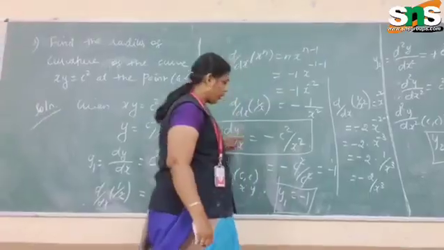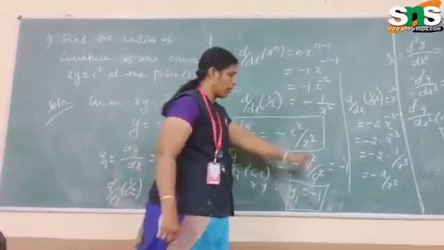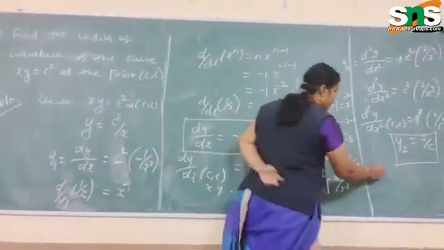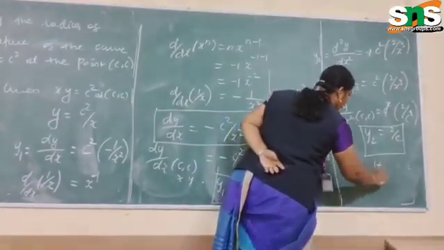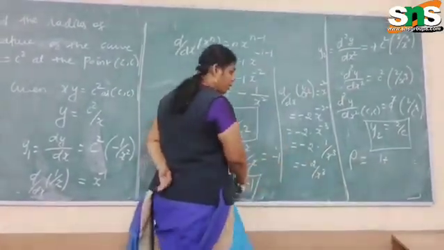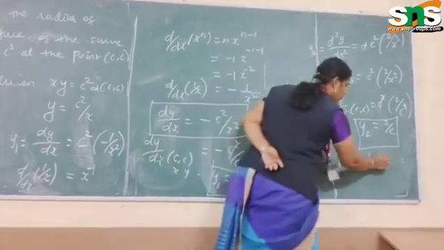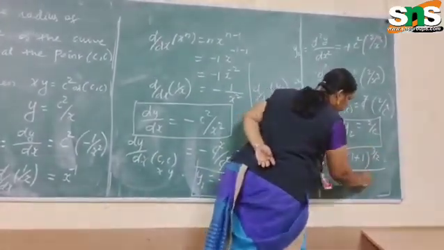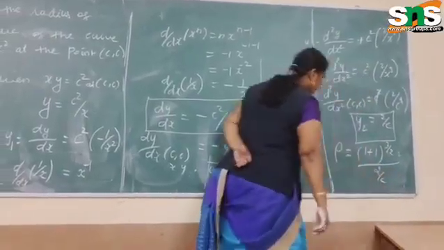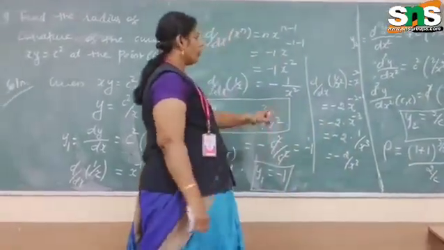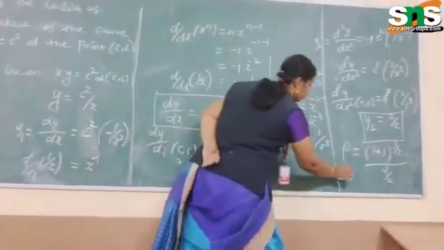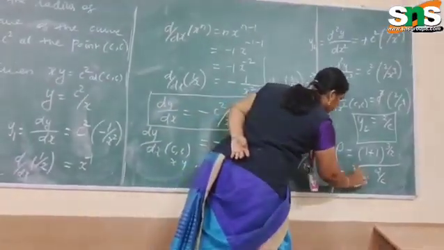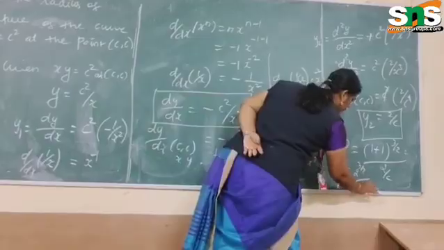Now you know the values of y1 and y2. Let's substitute in the radius of curvature formula. Rho equal to 1 plus y1 square, the whole power 3 by 2, divided by y2. What is y1 square? The y1 value is minus 1, minus 1 the whole square is 1. Whole power 3 by 2, divided by y2, which is 2 by c. Now simplifying this, 2 power 3 by 2 divided by 2 by c.